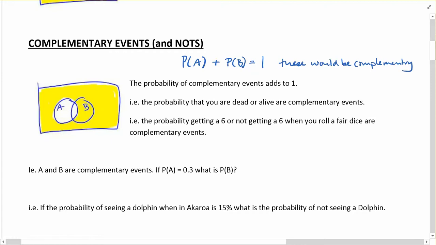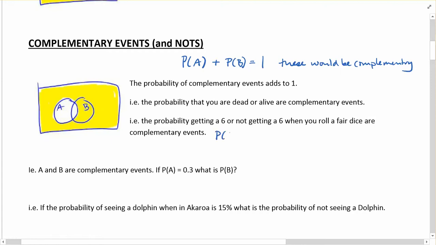Examples of complementary events could be that you're dead or alive. There's really nothing else as an option there. You're either dead or you're alive, and so the probability of you being dead plus the probability of being alive would be 1. One of those things has to be true. Another example would be the probability of getting a 6 or not getting a 6 when you roll a fair dice, being complementary events. And this can be written out in this way.